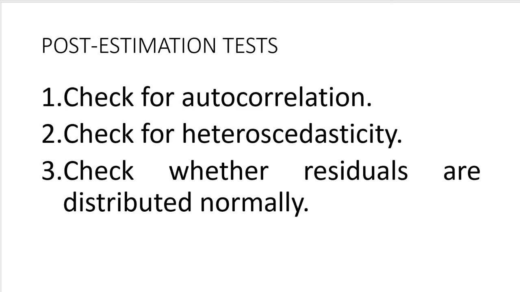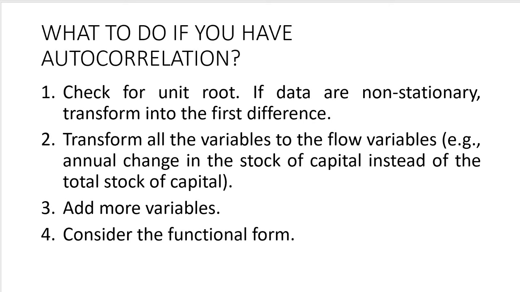If you figure out that you actually deal with autocorrelation, there are several possible options. You can go back to your data and check for unit root. If the data are non-stationary, you should transform the data to the first difference. You can transform all the variables to the flow variables. For instance, you can calculate annual change in the stock of capital instead of total stock of capital. You can add more variables in order to escape the specification bias, and you can reconsider the functional form of your model.